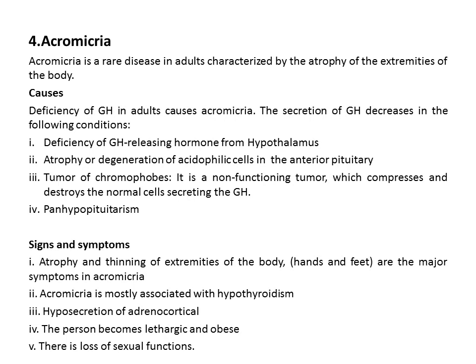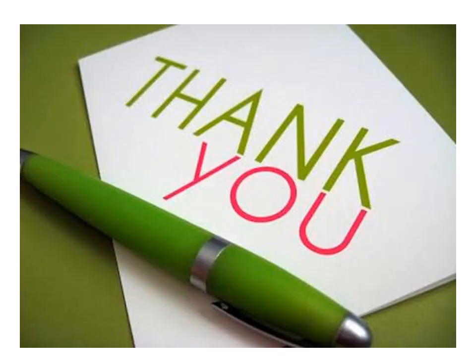Acromicria is mostly associated with hypothyroidism. Hyposecretion of adrenocortical hormones is also common in acromicria. The person becomes lethargic and obese, and there is loss of sexual function also. We end the last part of growth hormone, in which we studied regulation of secretion of growth hormone and applied physiology of growth hormone. In applied physiology, we studied disorder due to hypersecretion and disorder due to hyposecretion of growth hormone.